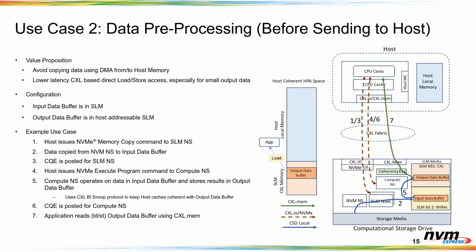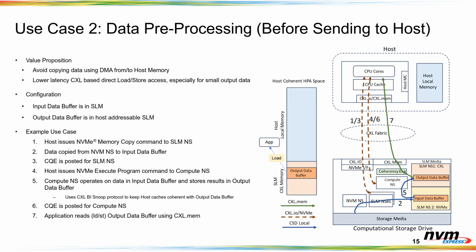So that completes. And then at that point, the host will issue an NVMe execute program command to the compute namespace. Similar to example one, we're going to take our input data buffer and perform an operation on it. Maybe that's a decompression, maybe that's some other manipulation, and we're going to write it to the output data buffer. And in this case, because we're using CXL again, we do have the ability to issue a back invalidate snoop to make sure that there's no data in the host cache that's about to be overwritten, so it can invalidate those lines if necessary.